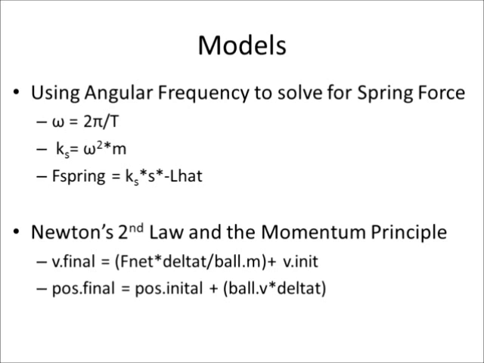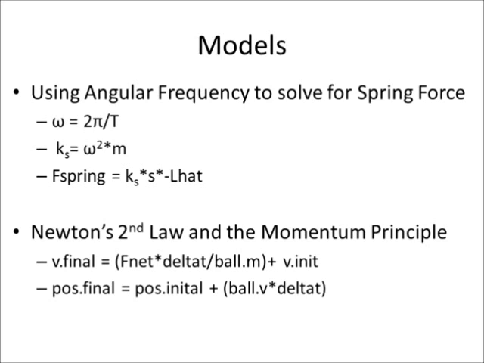Because the force of gravity was not the only force acting on the system, variables had to be defined to solve for the spring force. The angular frequency was first found by dividing 2 pi by T, which was about 6 seconds in this case because I was only modeling half an oscillation. The angular frequency was then used to solve for the spring constant of 69.45, and the length of the unstretched rope was given at 45.72 meters. The spring force was then calculated by multiplying the spring constant, stretch, and negative L hat.